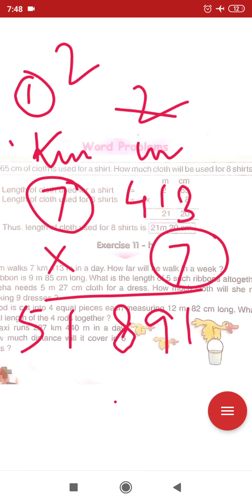So the final statement is very important. You must mention the final statement that 51 kilometer, 891 meter distance walked by Ram in a week. Clear? Or you can write that Ram walks 51 kilometer, 891 meter in a week. Now move on to next word problem.